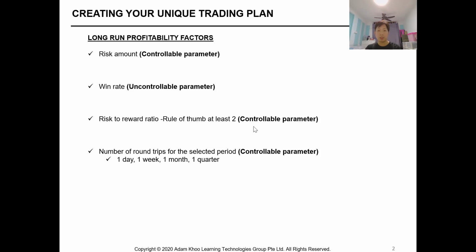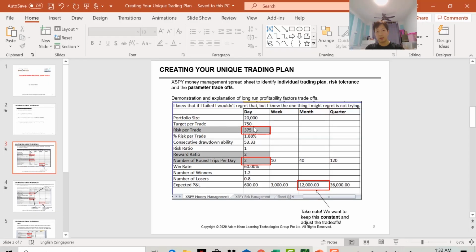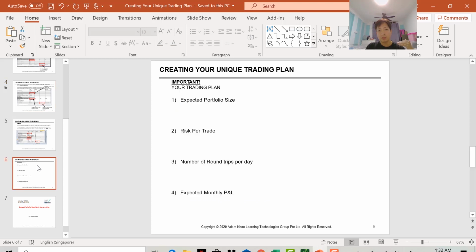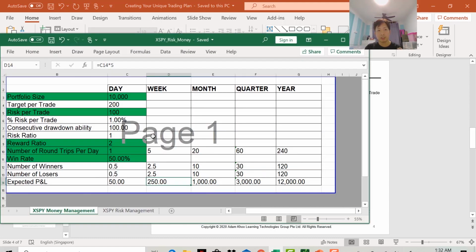If you are doing swing trading, your round trips will definitely be lower. Okay, all right. So you can read all these materials later on your own. I'll just move straight on to the Excel sheet to guide you along. You can just focus on the Excel sheet over here.